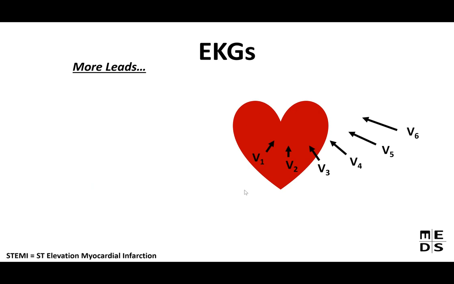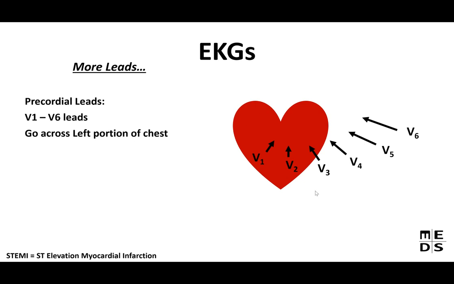Okay, these are the last leads, I promise. So this is going to be the precordial leads, and these are going to be from V1 to V6. These actually get strapped all the way across your chest and wrap around like the bottom of the U. So it's going to be V1 to V6. Like I said, they go across from the left portion of the chest.